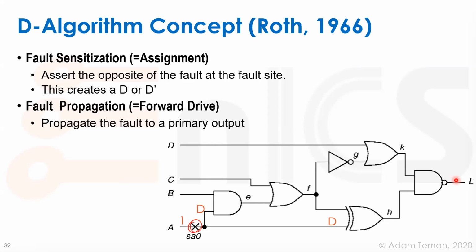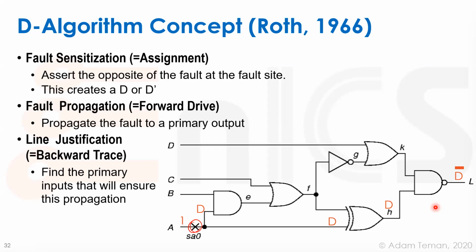If we see D or D bar over here and not a 0 or a 1, we know that we see this fault over there. Okay, so how does that work? We need to go through this XOR gate, have a D come through it, and this is an inverting gate, so we're going to have a D bar come out. All right? How do we facilitate that?